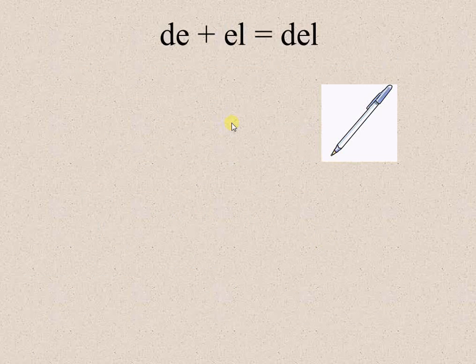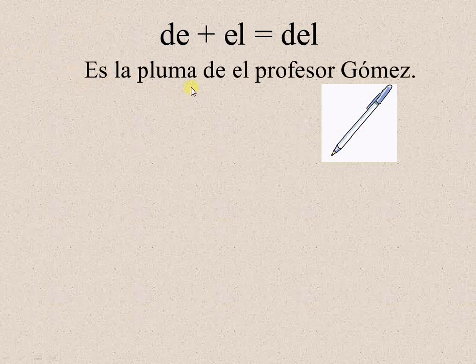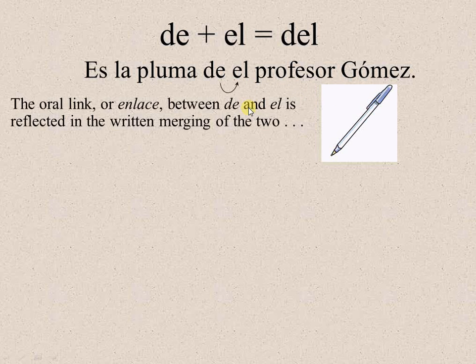Now, some things you need to consider. Remember, de plus el does not exist in Spanish. Every time you have de plus el, and I need to stress that el needs to be the article el, you're going to combine that and say del, okay? Es la pluma de el profesor Gómez. In this case, you have de plus the article el, profesor Gómez. So we need to combine that. We don't have de el. You're going to say del.